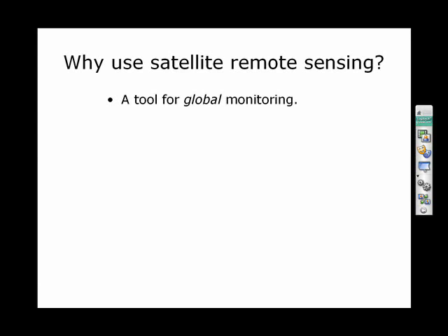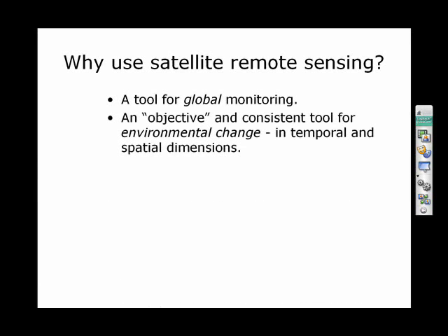It's an objective, consistent tool for environmental change, both in temporal and spatial dimensions. And of course what that effectively means is that you're using the same instrument potentially to measure all the properties around the globe and over a long period of time. So you don't have to worry about intercalibration of instruments across the planet, ground-based instruments. And it's objective in the sense that it's not based on an individual group or people that are making those measurements. In theory, the data is collected from the satellite and everybody is then free to analyse and interpret that data.